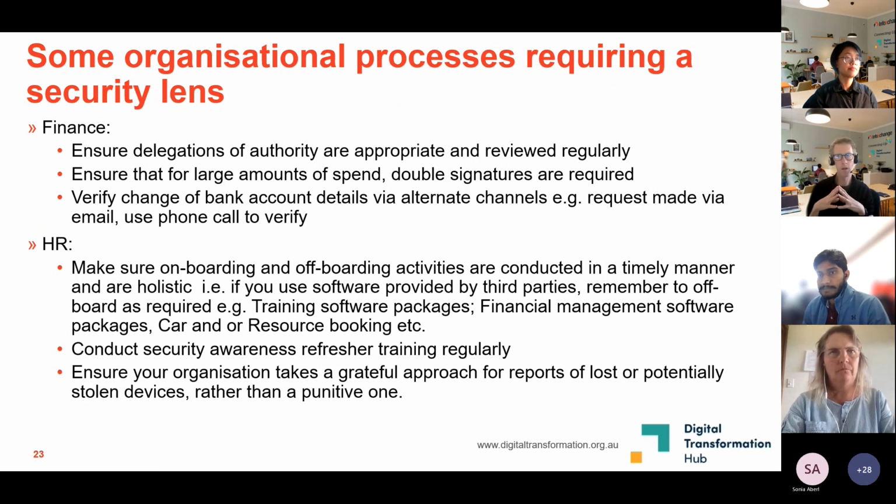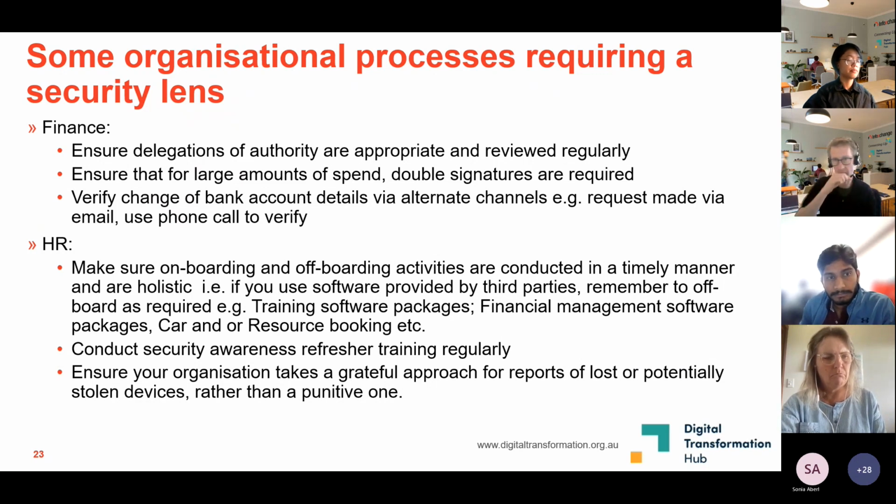The same as it's important to educate staff and think about the human element. It's not just about IT systems and processes and protections. Some organizational processes require a security lens that are not technology focused. If you deal with money, usually we recommend for certain processes, make sure that there's a process which involves a conversation. So for instance, what we've got here, if you're in finance, verify change of bank account details via an alternate channel, e.g., if the request was made via email, use a phone call to verify that information.